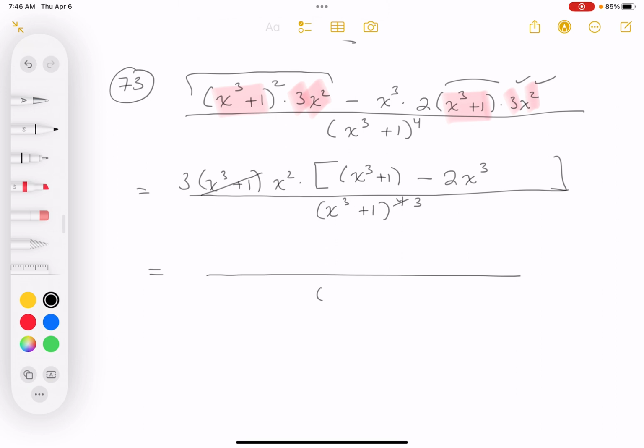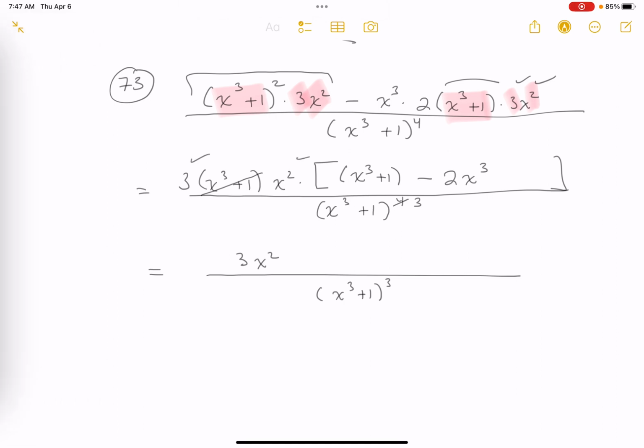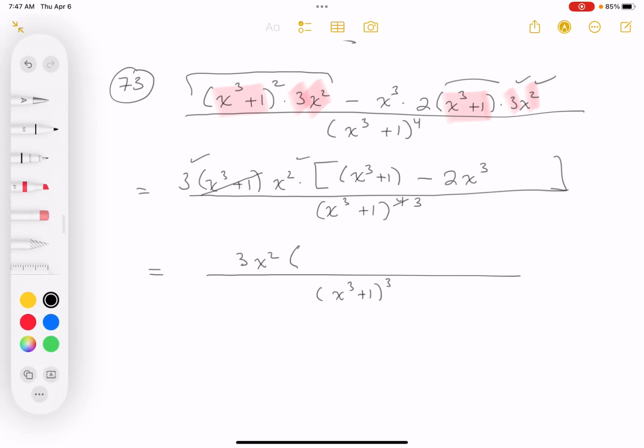So what do you get up there on the bottom? x cubed plus 1 to the third power. What do you get on top? 3x squared. That's coming from here. And then what do you get inside the parentheses over here? It's going to be 1 minus x cubed. All right? So I'm going to say that's a simplification of the problem. There's not much else I can do about that.